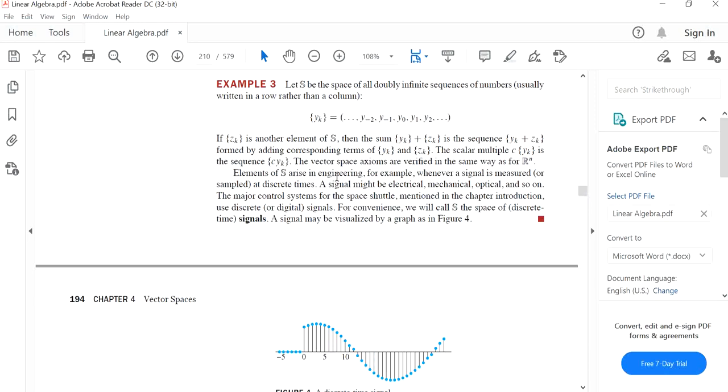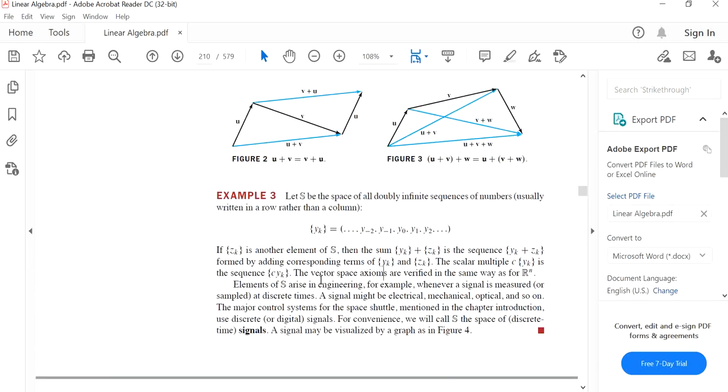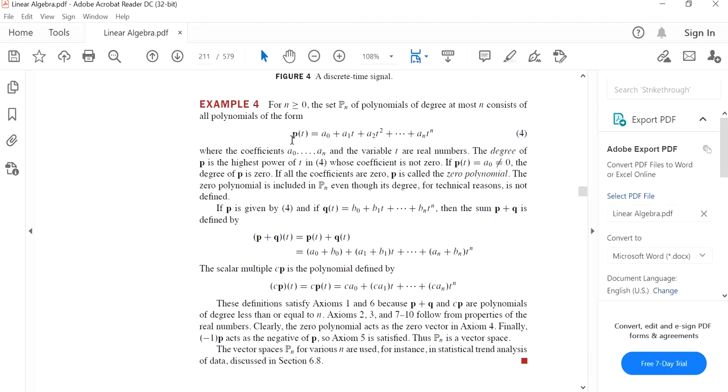And finally, the vector space axioms are verified in the same way as for Rn. Elements of S arise in engineering. Okay, so this is just an application and we don't really have to delve that much into it.